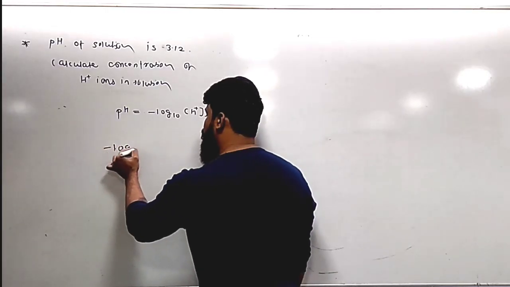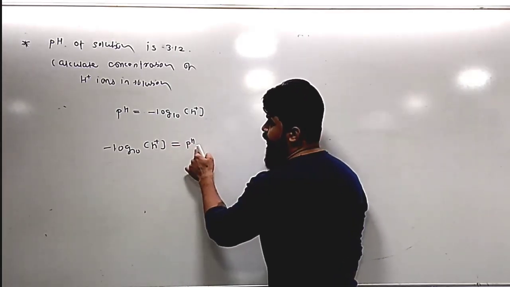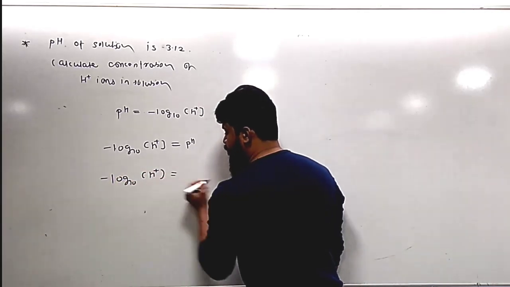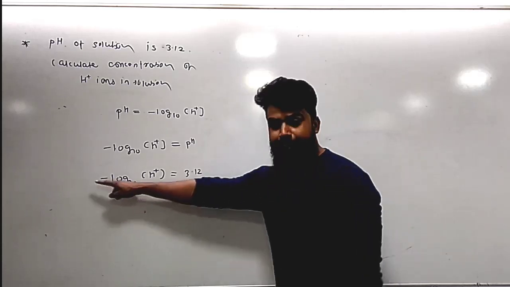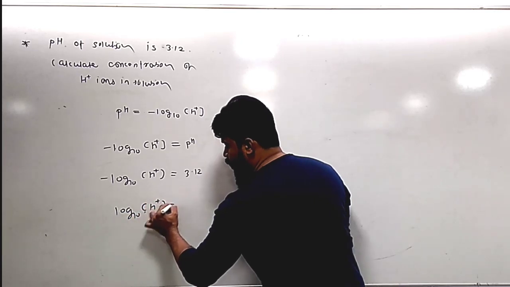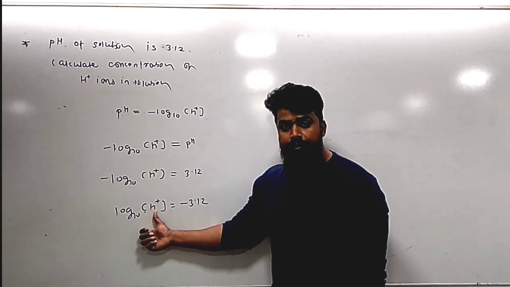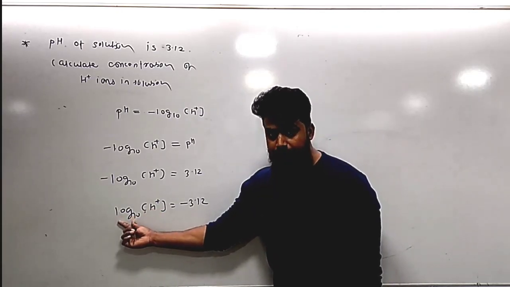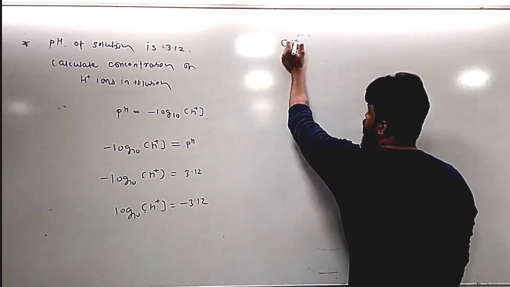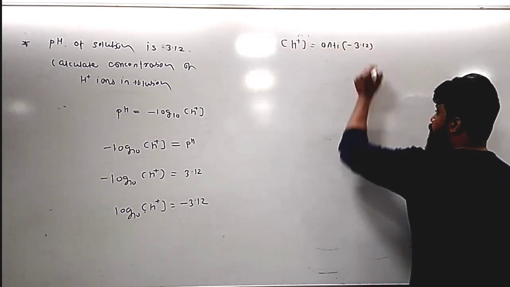Therefore, negative logarithm to the base 10 of H plus ion concentration is equal to pH, and its value is given. The value of pH is 3.12. So negative log base 10 of H plus ion concentration is equal to 3.12. I'm just shifting the negative sign here. So log base 10 of H plus ion concentration is minus 3.12. We want to find the H plus ion concentration, so we want to remove this log base 10. So log base 10 on this side becomes the anti-log. So H plus ion concentration is equal to anti-log of minus 3.12.